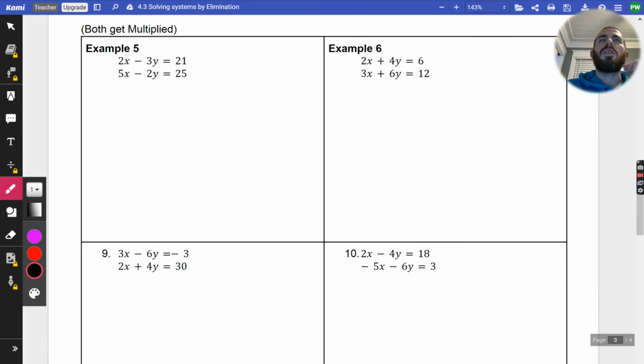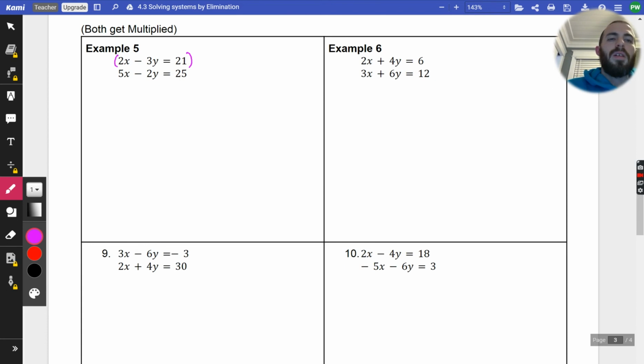All right. So with these two examples, it's not as easy as the first one where we just add them, right? So we just add them, nothing cancels out. Or the second one that we just did where we multiplied just one, right? Because there's no ones here. There's no way to multiply a 2 to make it a 5. There's no way to multiply a 3 to make it a 2, or vice versa. So what we're going to have to do is multiply both the top equation and the bottom equation. So let me show you how that works.